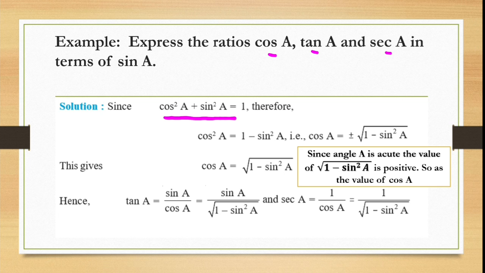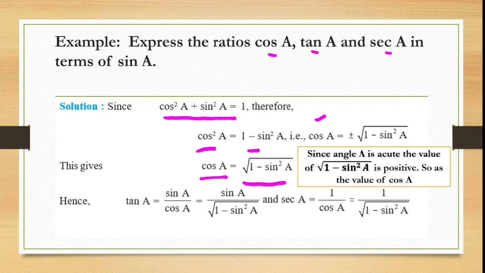Cos square A plus sin square A is equal to 1. From here you can write cos square A is equal to 1 minus sin square A, that is cos A is equal to plus minus root under 1 minus sin square A. Now you will consider cos A is positive root under 1 minus sin square A. You will neglect the negative sign.